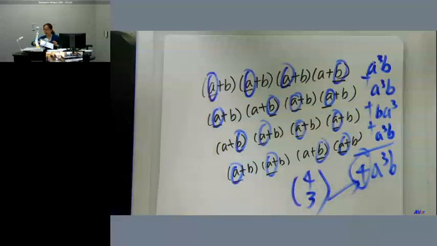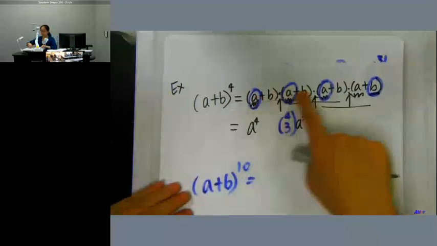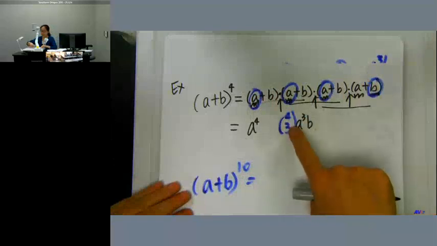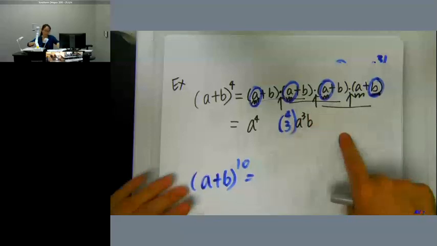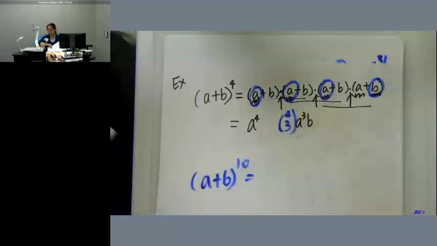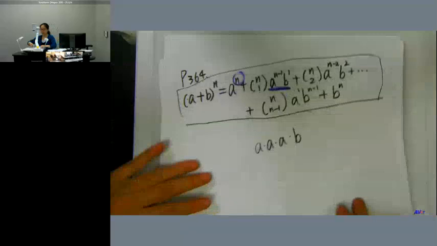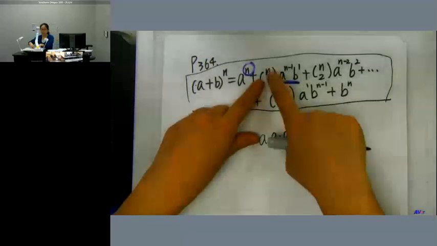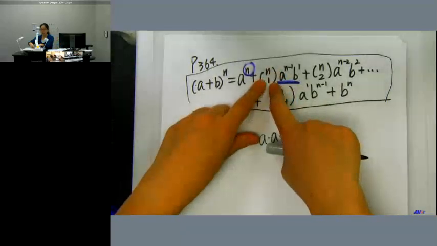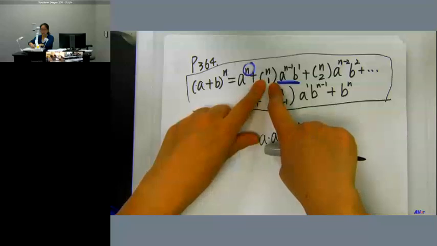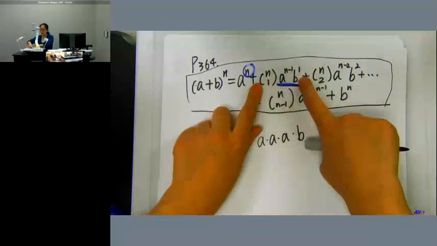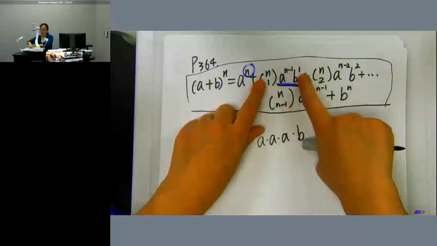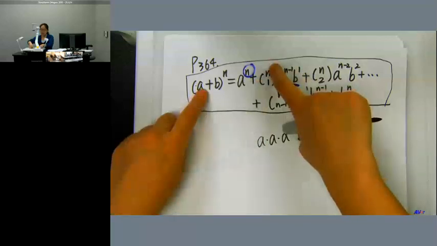Okay, so think about how we get this. I got 4 A's. I want to choose 3 A's. There's 4 choose 3, that many ways to generate a cubed times b. So go back to look at our binomial theorem. Look, how did they get n choose 1? Well, I guess they didn't really focus on a, they focused on b. So how many ways are there to choose 1 b? There's n b's available, you choose 1 b.